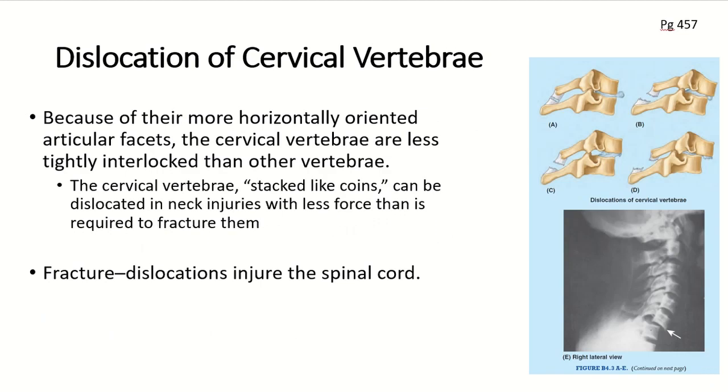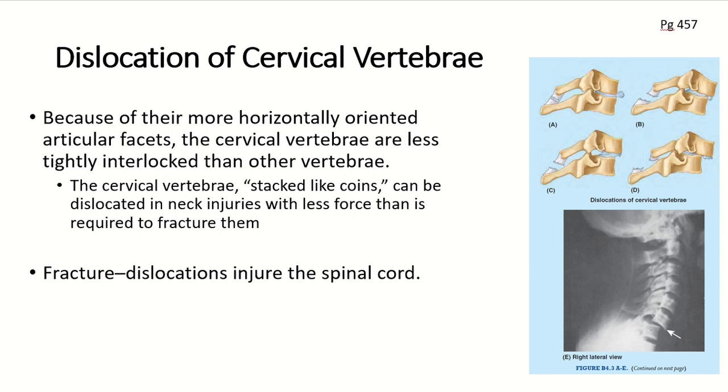We may also have a dislocation of the cervical vertebrae. And how does this occur? Now look at this picture. What you see is that you get these horizontally oriented articular facets, and therefore the cervical vertebrae are more tightly interlocked than vertebrae in other sections, like the thoracic. So these cervical vertebrae are stacked up like coins and can be dislocated in neck injuries with less force than is required to fracture them. Okay?